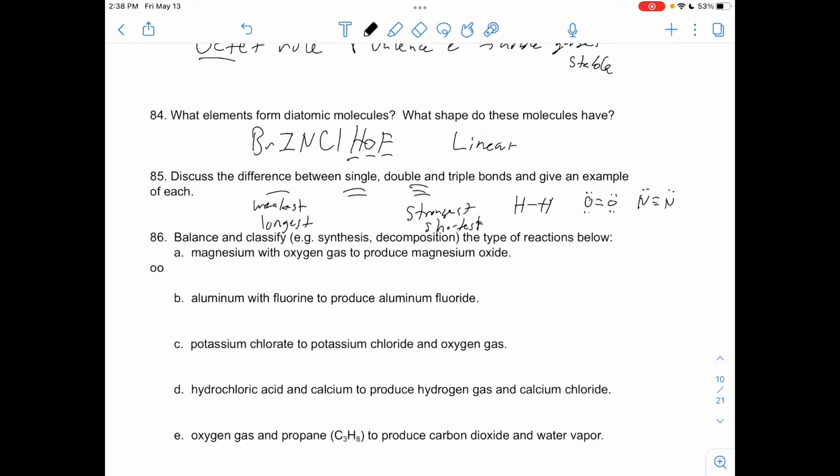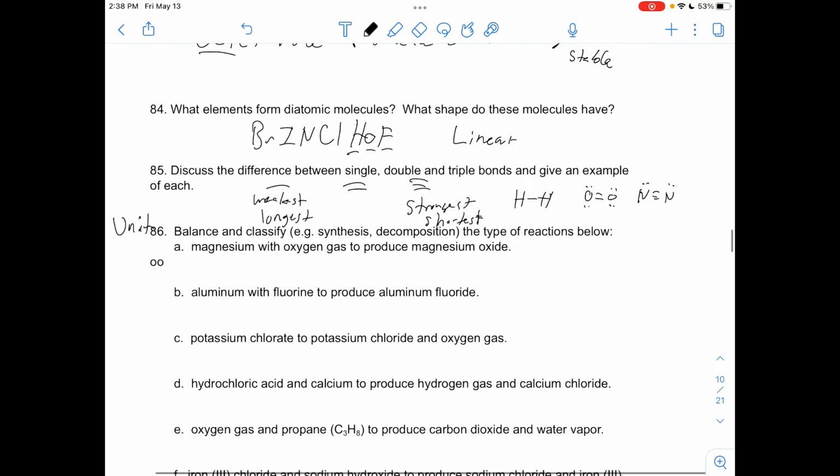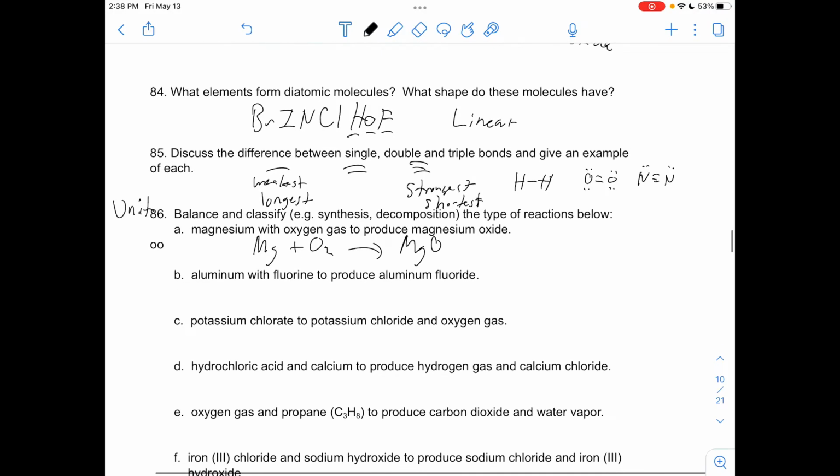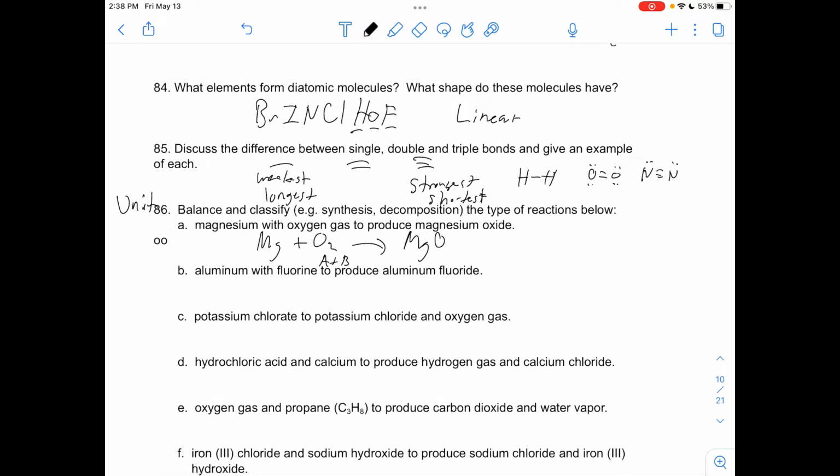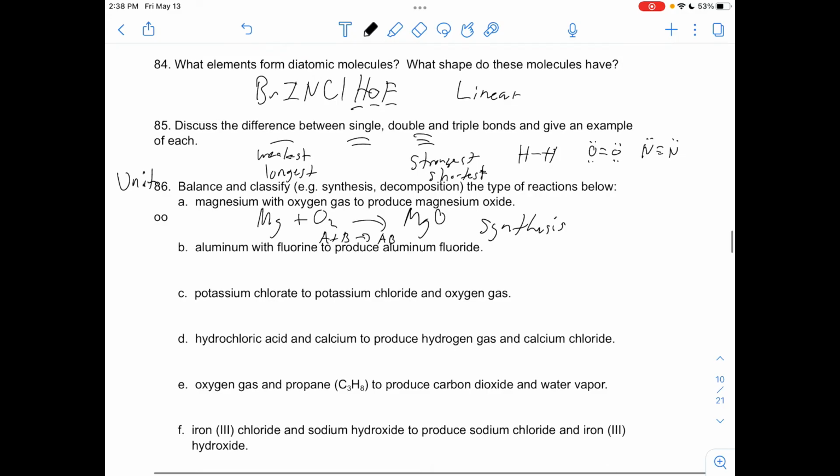N2 and O2. Okay, balance and classify the type of reactions. This was unit 1. There are 5 different types of reactions. So we have magnesium with O2, and it produces magnesium oxide, MgO. Okay, so notice it's A plus B. You're combining them together, you're sticking them together to make something, and so that's a synthesis.